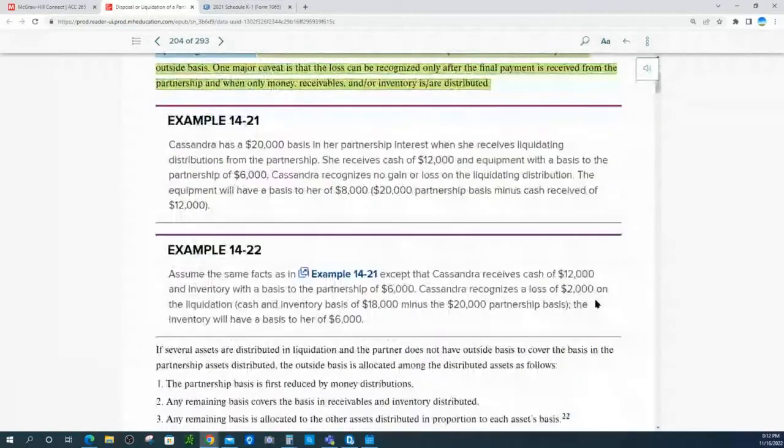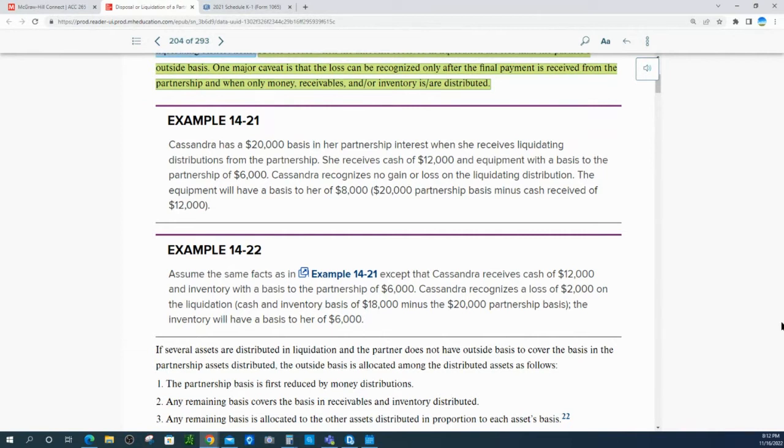Okay, here we've got Cassandra. Cassandra has a basis of $20,000 in her partnership. She receives liquidating distributions from the partnership, so she's out of there: cash of $12,000 and equipment with a basis to the partnership of $6,000, so now we're up to $18,000. She recognizes no gain or loss on the liquidating distribution.